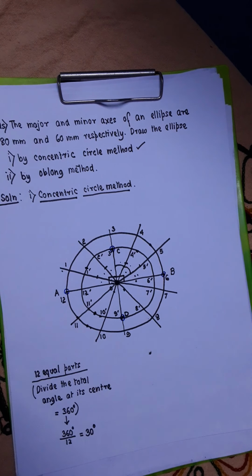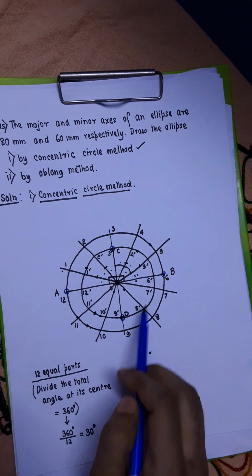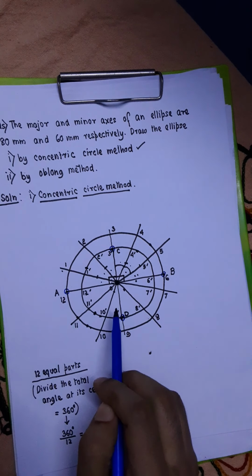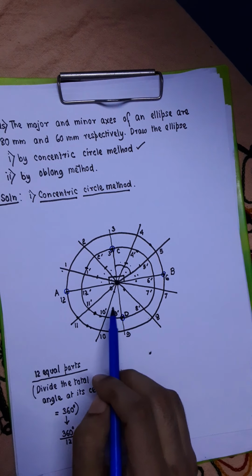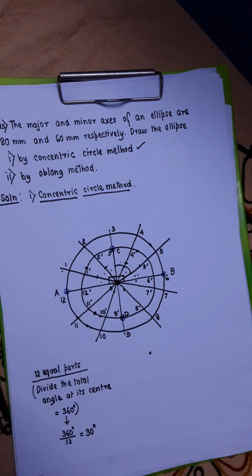Now, if we have only 4 points lying on the ellipse with us, it is very difficult to join these 4 points and get the desired elliptic curve. So we need some more points so that the curve can be drawn in a better and more accurate way. So the remaining points, how to obtain them, this is exactly what I am going to teach you now.